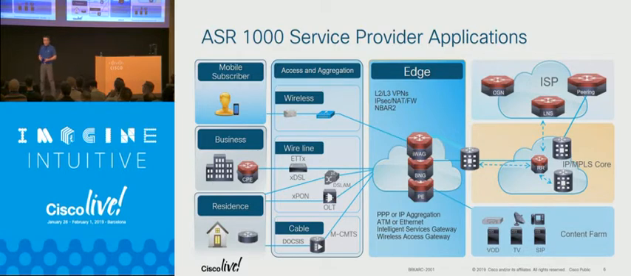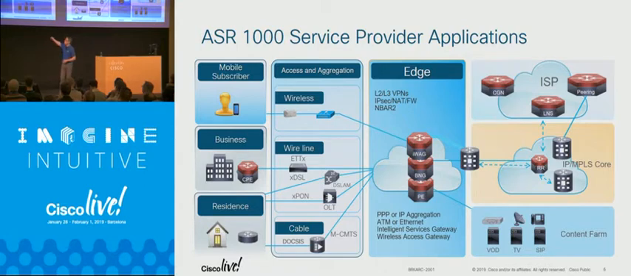BNG, Broadband Network Gateway. So ASR1K can be used to terminate your broadband subscribers, from residential as well as from business subscribers, into the ASR1K. IWAG, Intelligent Wireless Access Gateway, provides Wi-Fi offload options to 3G and 4G mobile providers.